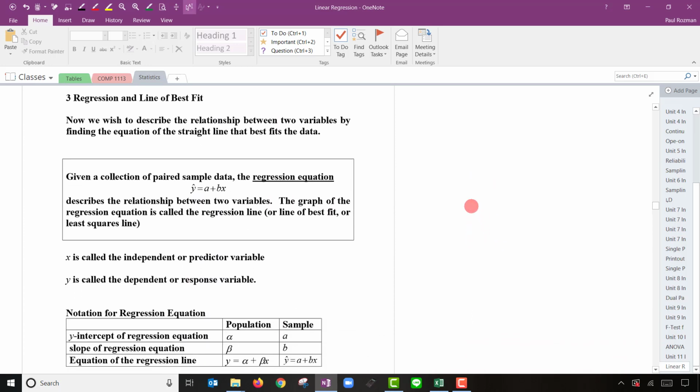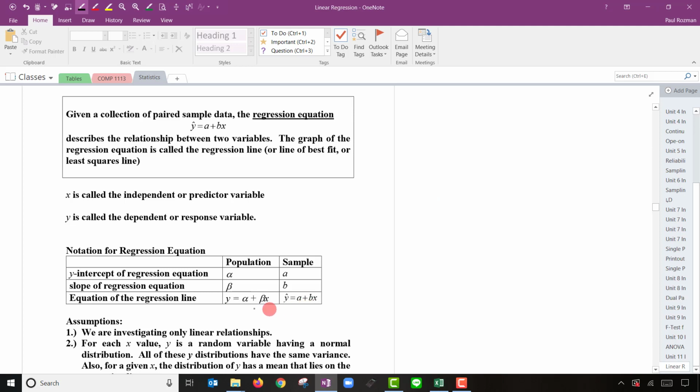Now we get to go on to the fun part here. We get to actually build the model. We'd like to come up with the equation of the line that best fits the data. So we'll have a theoretical line that would go through the population, and then we'll have a sample line.